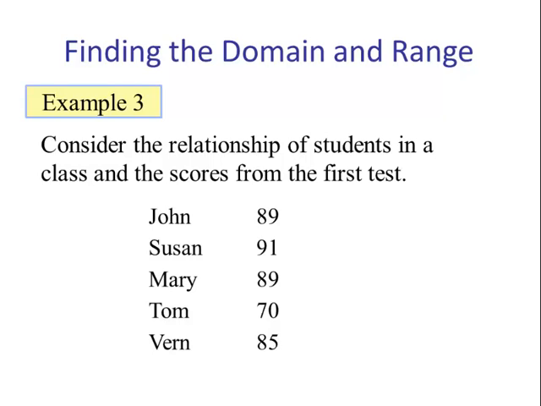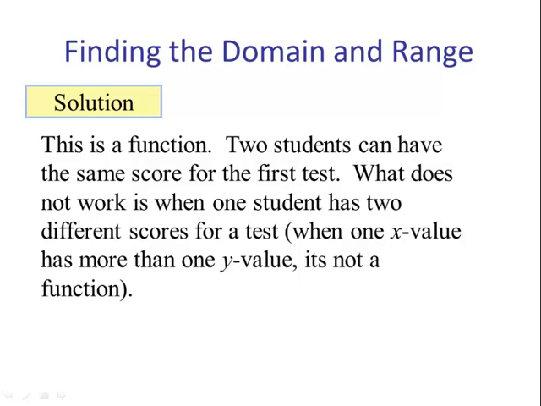Example 3. Consider the relationship of the students in a class and the scores on their first test. So is this relationship a function? And the answer is yes, this is a function. Two students can have the same score for the first test. This happens all the time. What doesn't work is if we have one student that has two different scores for a test. The x value, being the student, has to correspond to one score on a test. You can't have a student having two different test scores.